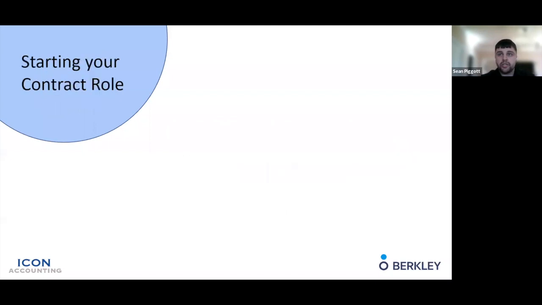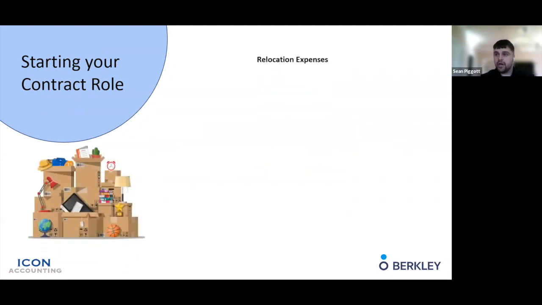So the first one I'm going to touch on, and it's very important when you're considering starting a new contract role, or if you are looking at relocating as a result of a contract role. It's one that's often forgotten, to be 100% honest, but relocation expenses are a massive benefit to anyone currently operating as an independent professional. Like I say, it's one of the most fruitful expenses that can be claimed.